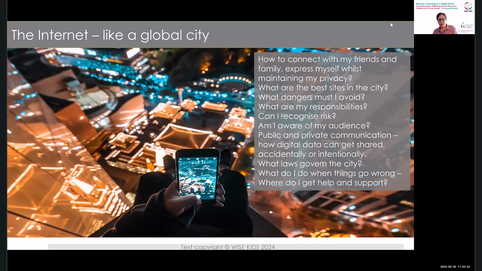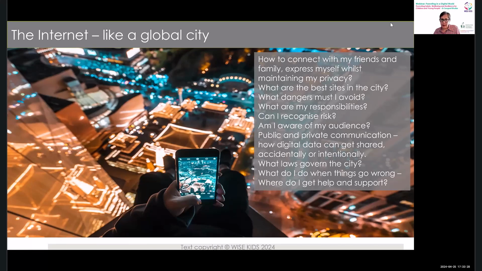I want children also to know about the difference between public and private communication, but also to be aware that even with private communication, there is a chance digital data can get out because someone can screenshot it, your phone can get lost. So we want children to think more deeply about how they use digital. And not just children, by the way. I think a lot of this applies to us as adults as well, because it's so easy for us to lose our phones or to share our password, and that can compromise our data.